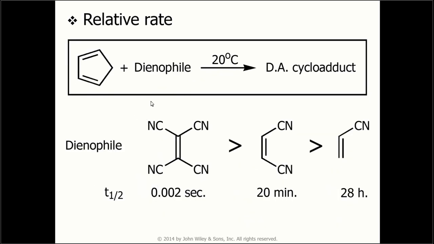Now we can look at the dienophile. So for a given diene, we can change the dienophile and see how changing its structure affects reaction rate. We can see the slowest reaction occurs with only one electron withdrawing group. 2 electron withdrawing groups speeds it up, and then 4 electron withdrawing groups makes this reaction occur very, very quickly.